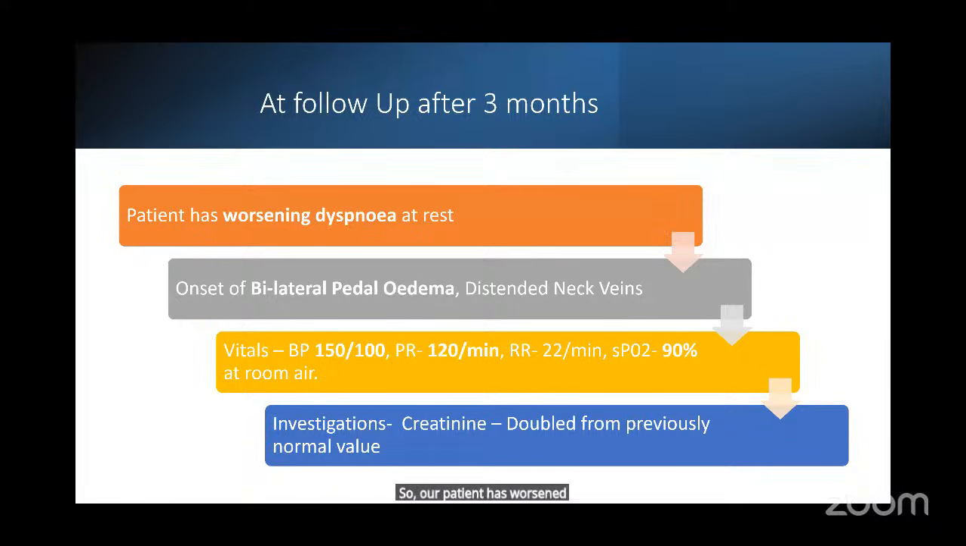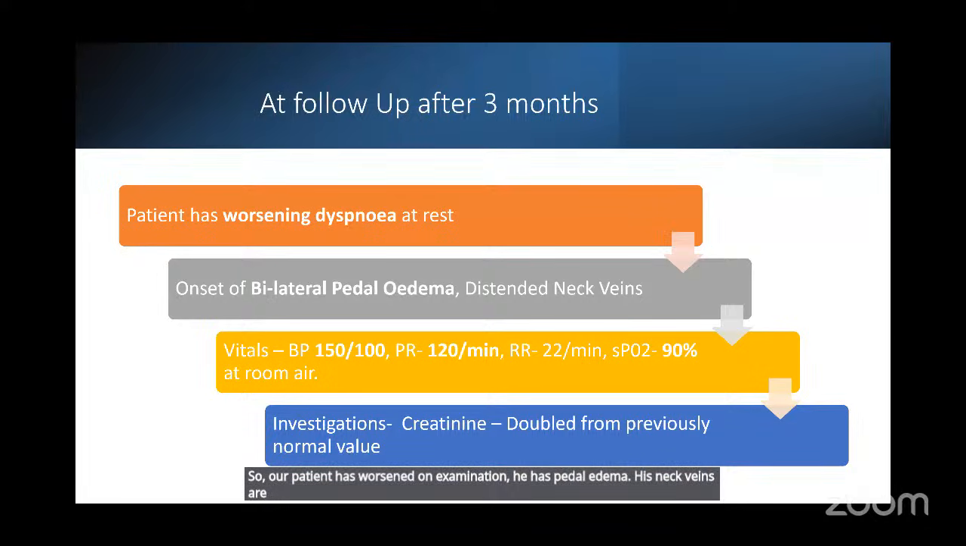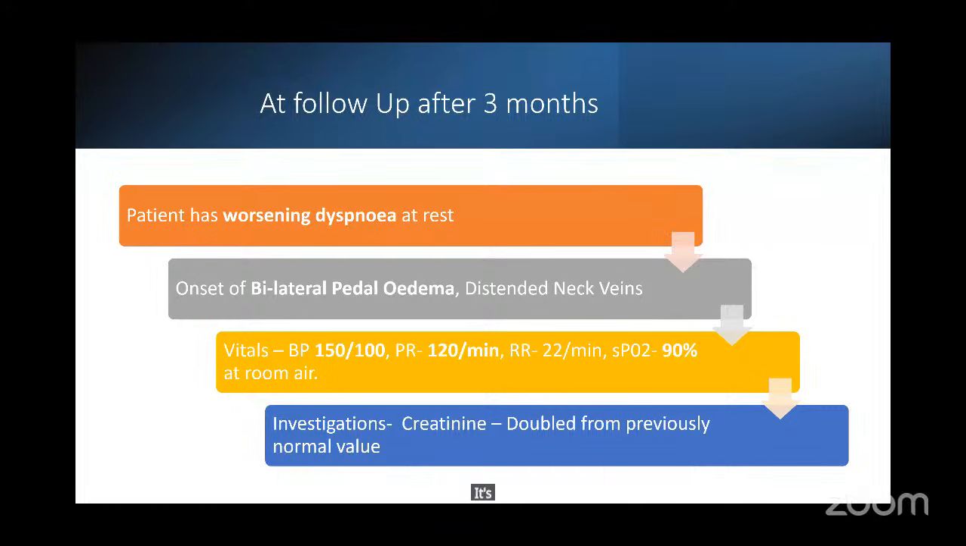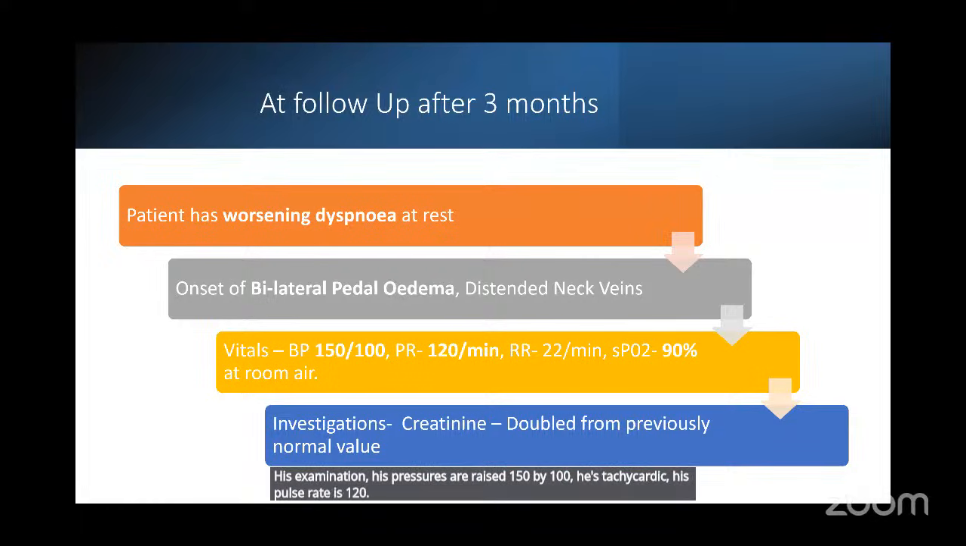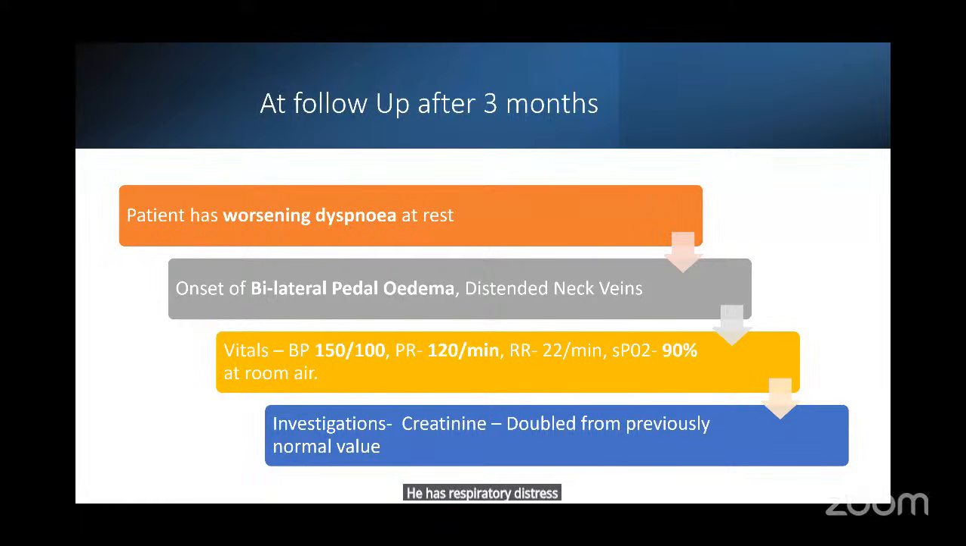On examination, he has pedal edema. His neck veins are distended. He says, I cannot lie. Every night when I'm lying, I'm getting very dyspneic. On examination, his pressures are raised, 150/100. He's tachycardic. His pulse rate is 120. He has respiratory distress. His respiratory rate is 22. And he has desaturation at room air of 90%.